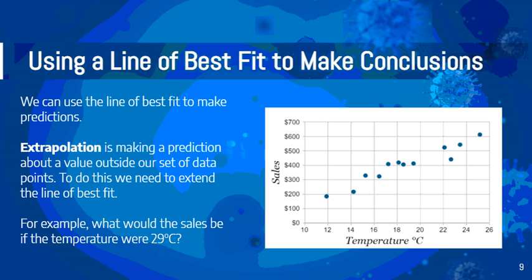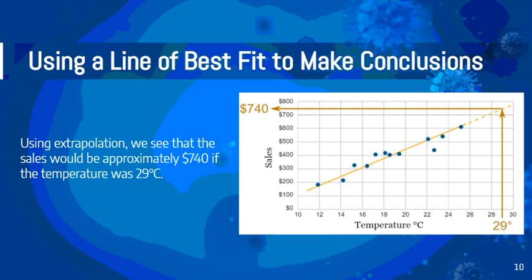Now, what if they wanted to make a prediction about sales if the temperature were 29 degrees? Well, 29 degrees falls outside of the data set. So we need to use something called extrapolation, which is predicting something that falls outside of the data points. To do that, all you need to do is extend the line of best fit. So in this case, we just draw the line a little bit longer. We find where 29 might fall, go up to where the line would be if that trend continued, and make a prediction about what the sales might be.